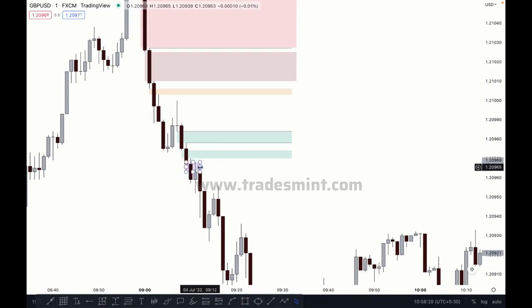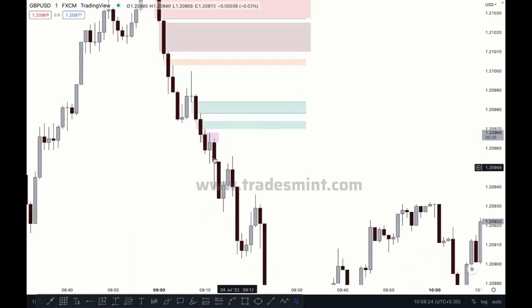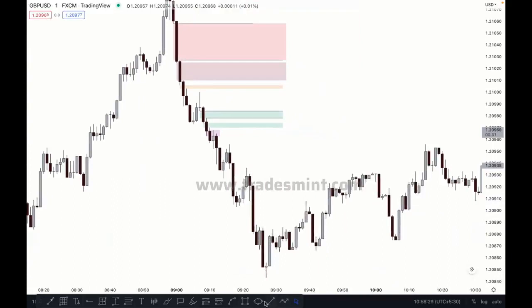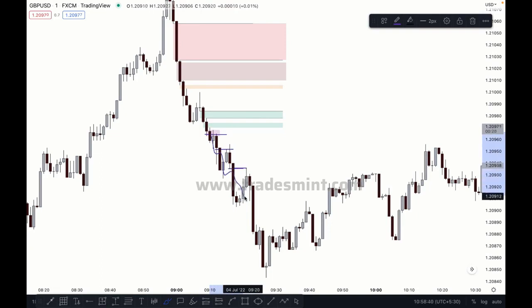So this is not an imbalance, correct? And same thing here, everything is mitigated, right? You can see here clearly, this is mitigated here, and this is mitigated by this one, and this is mitigated by this one. There is no imbalance in this zone, right?